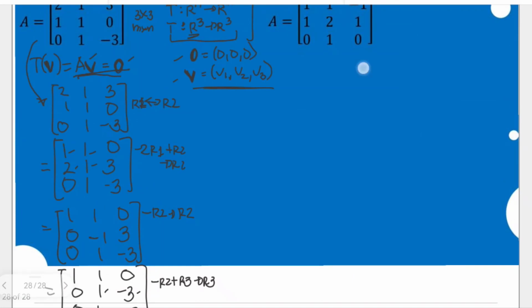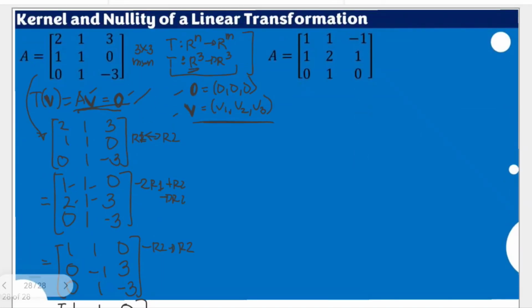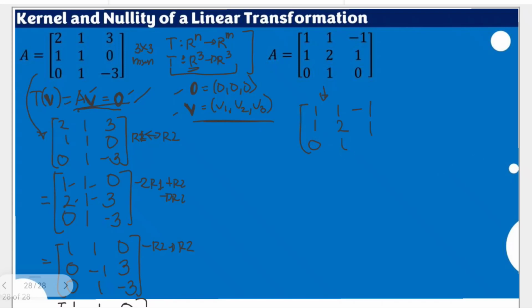Let's duplicate the process here for the second. Again, before we use this, let's come up with the reduced row echelon form of this. So we have here 1, 1, negative 1; 1, 2, 1; 0, 1, and then 0. Let's make the 0 by multiplying negative 1 to R1 plus R2 to have a new row 2. 1, 1, negative 1. This would become negative 1 times 1 is negative 1 plus 1, 0. Negative 1 times 1 is negative 1 plus 2, 1. Negative 1 times negative 1 is positive 1 plus 1, I have here 2. 0, 1, 0.